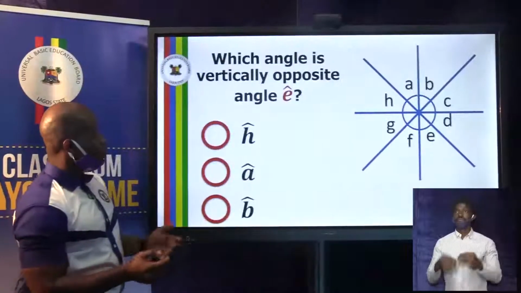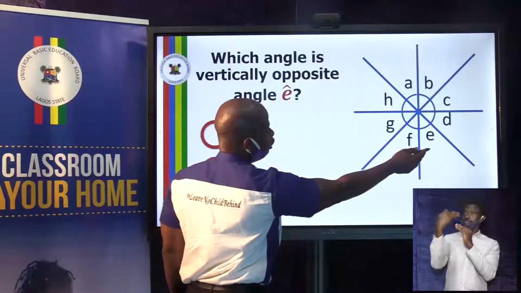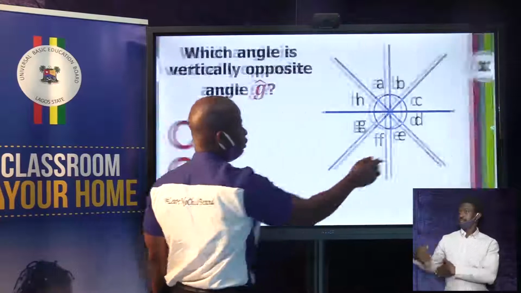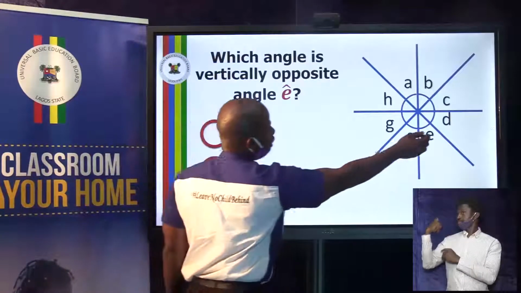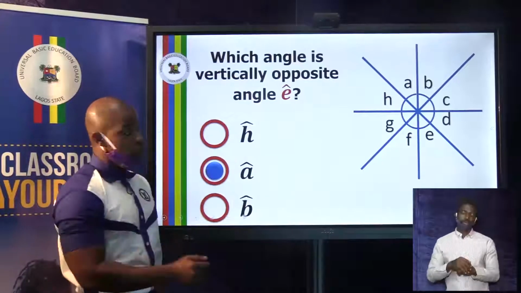This one says which angle is vertically opposite to E? Here is E, but which one is vertically opposite? Is it H or B? If I draw the X, it's going to give me A. That A is exactly on the other side of E. So A is vertically opposite to E.